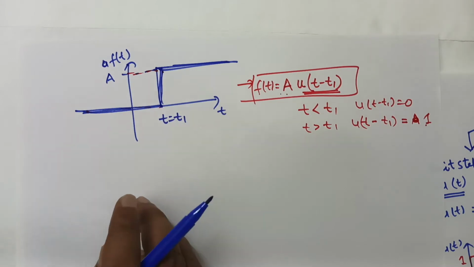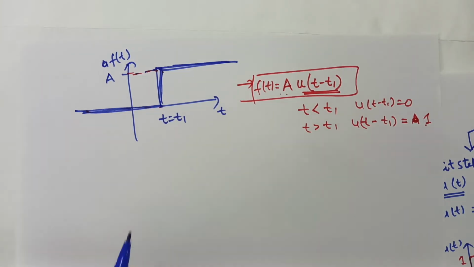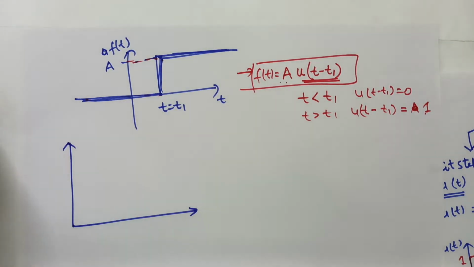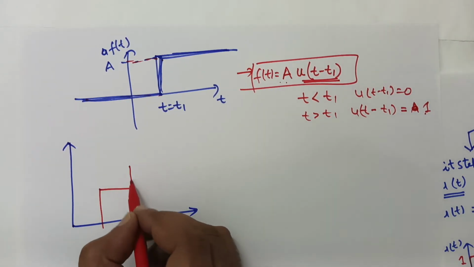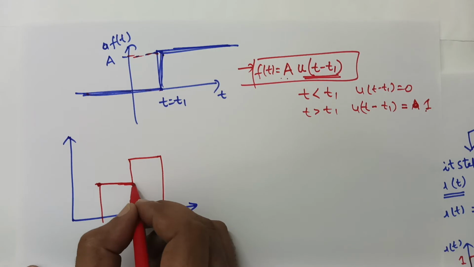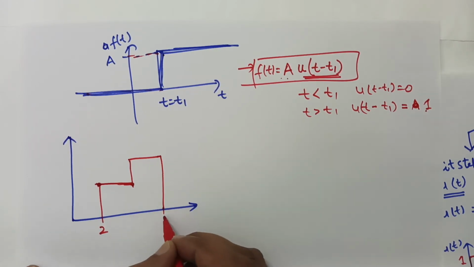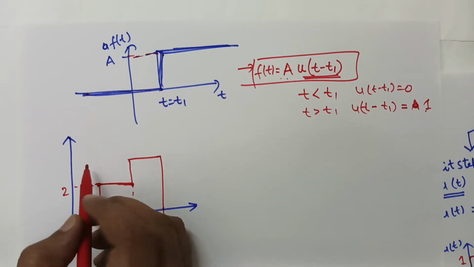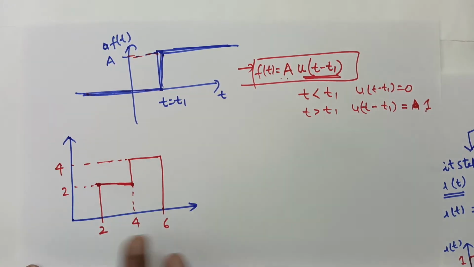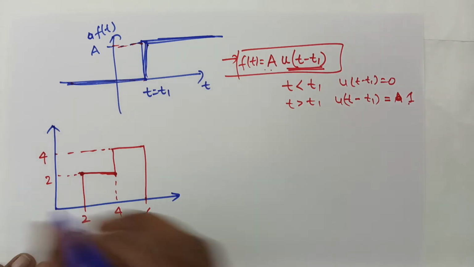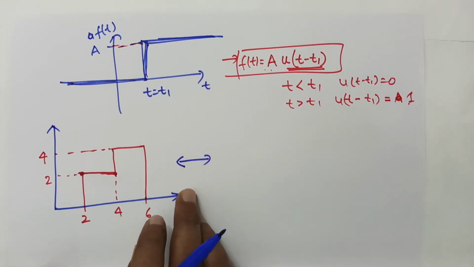Now we'll see some questions in which we have to find the combination of different singularity functions. For example, I'll take the first example as this. We have the graph in this form. This is 2, this value is 6, this is 4, and this is given as 2, and this is 4. I want to write this particular function in the form of singularity functions. What we have to do is divide this among various parts.